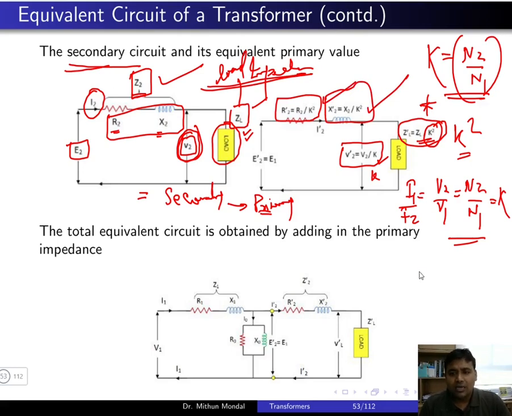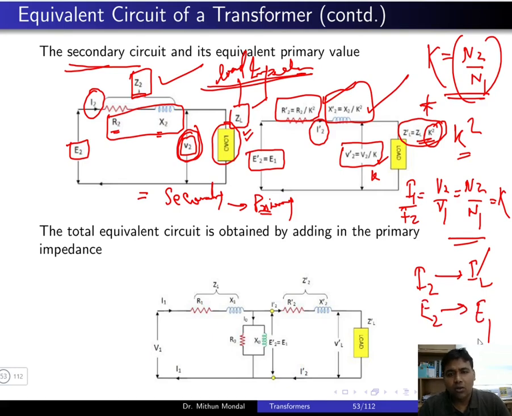Then the current I2, which is in the secondary side, will become I2 dash on the primary side of the transformer. So the current will be I2 dash, and the voltage E2 dash will be equal to E1. So the induced EMF on the secondary side will become E1 on the primary side of the transformer, because E2 dash is equal to E1.